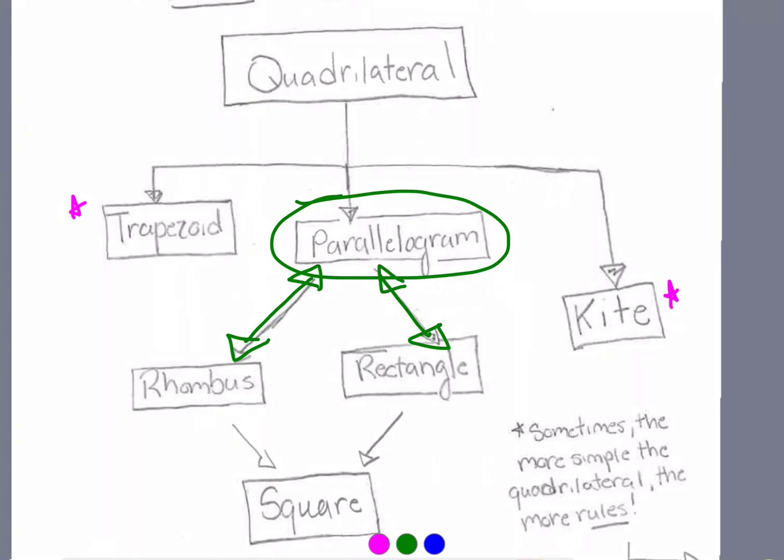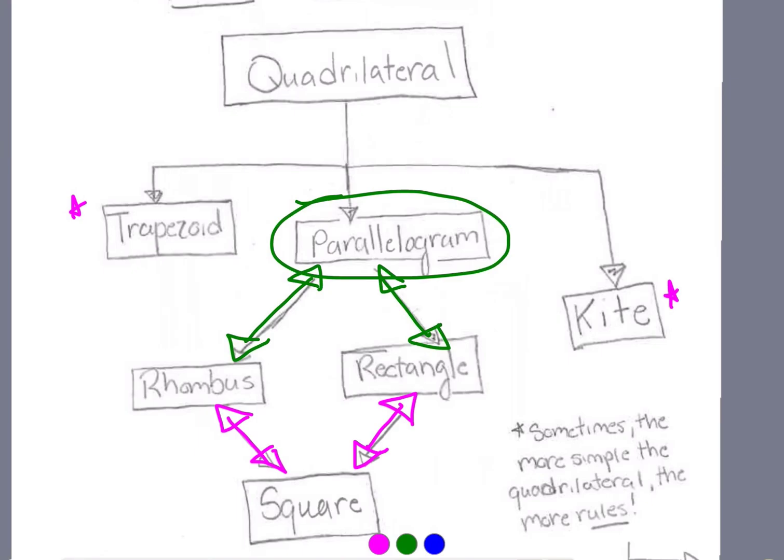Now, rhombuses and rectangles are not the same. They are different. They're parallelograms, but they have distinct rules. And the last thing we're going to talk about, which actually has the most rules, even though that's probably what you're most familiar with, is a square. And a square is strange because it follows the rules of a rhombus, parallelogram, and quadrilateral, and it follows the rules of a rectangle, parallelogram, and quadrilateral also.